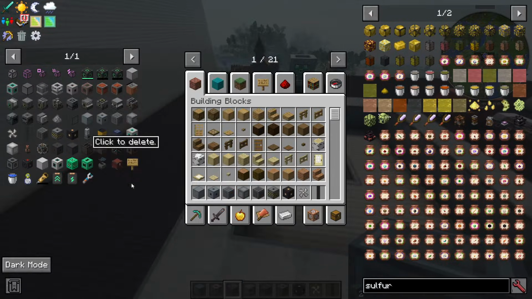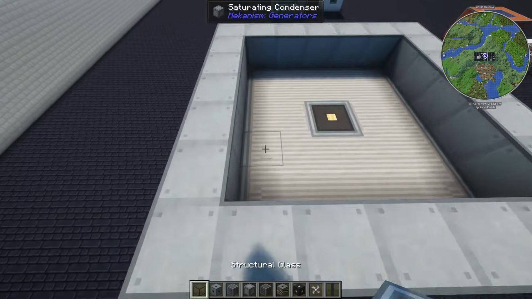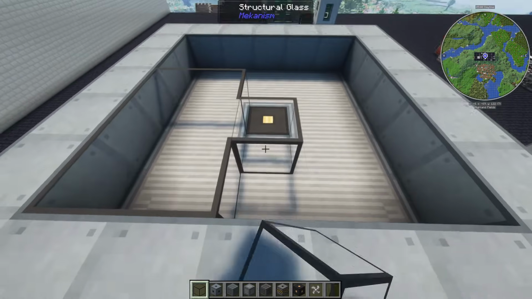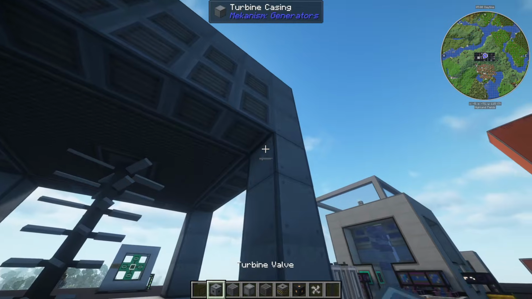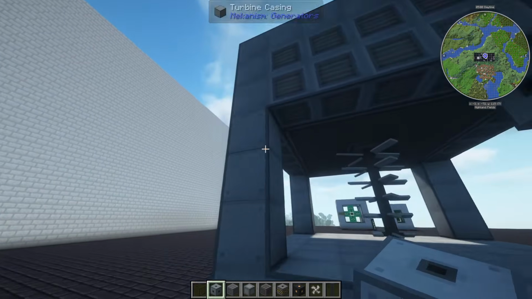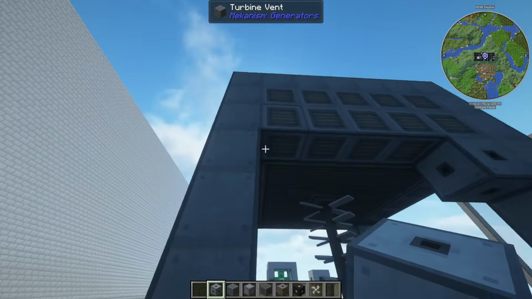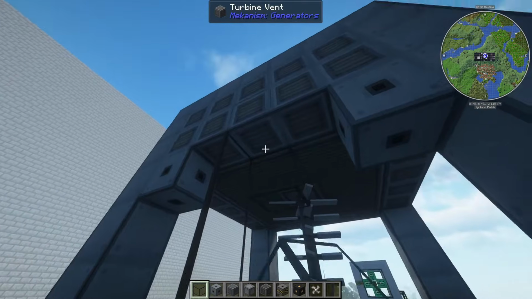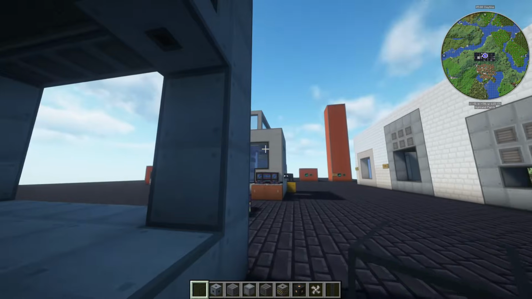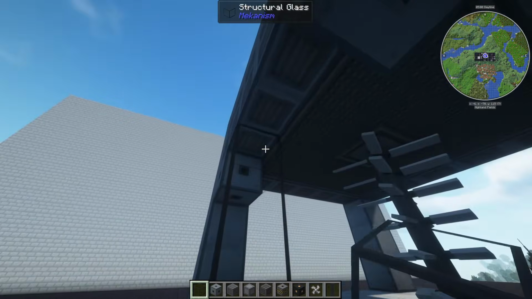Now let's go ahead and grab some structural glass and just start filling in our gaps here. So for the turbine, you're really only gonna need 2 turbine ports. So let's go ahead and put 1 there. And then maybe I will put 1 right here as well. And now we can place the structural glass all around, and make sure it's structural glass and not reactor glass. Reactor glass will not work.